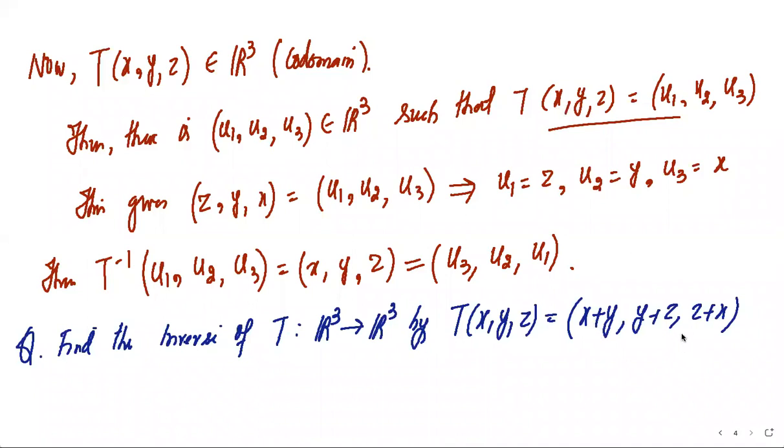तो आपको 3 linear equations वहां पे बन जाएंगी in 3 variables X, Y and Z. तो वहां से आपको निकालने होंगे X, Y, Z का value in terms of U1, U2 और U3, जिस तरह से हमने यहाँ पे किया. So then from this equation, T inverse of U1, U2, U3 is equal to X, Y, Z. तो X का value substitute करेंगे in terms of U1, U2 and U3 and so on. And we will obtain the inverse of this linear transformation T.